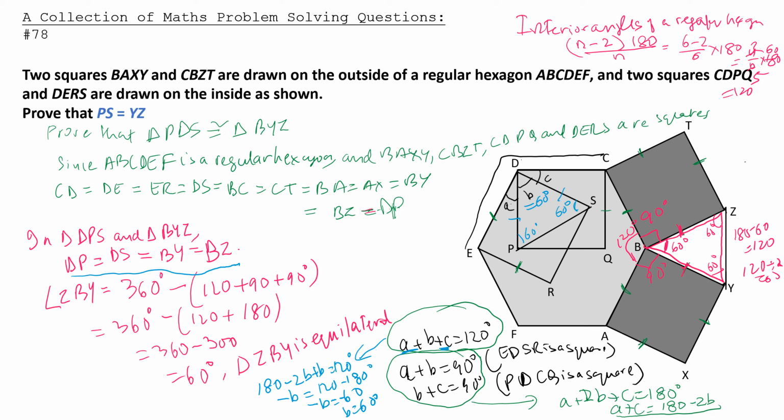So once we get that, we can say triangle DPS is congruent to triangle BYZ. So we can say SAS congruency. So we say that PS equals YZ, sorry, not PZ, PS equals YZ. And our proof is done.